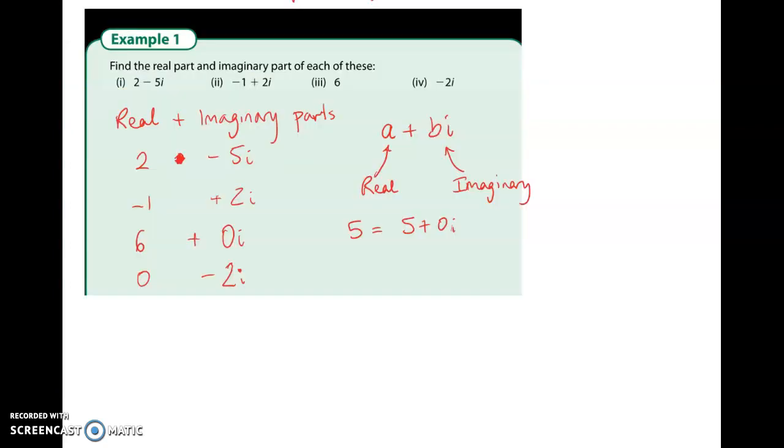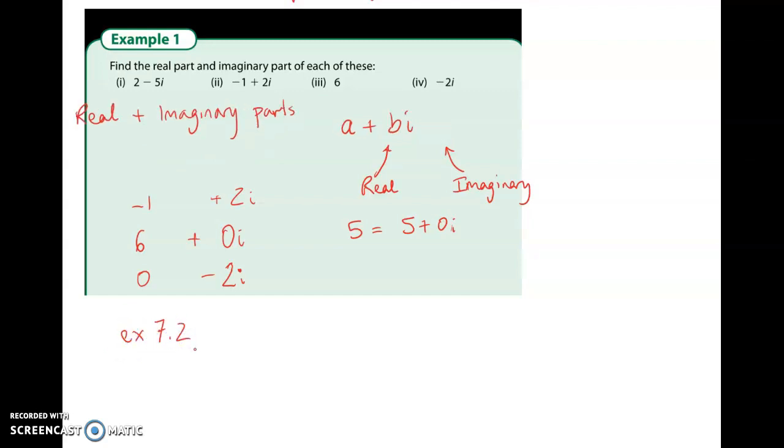So what I want you to have a go at now is exercise 7.2. Okay, and what it asks you to do is go through those basic processes. Question 1 is about just being able to write a square root of a negative number in terms of i, and question 2 is where it's just asking you to identify what is the real part, what is the imaginary part. Okay, and lastly, question 3 is just getting you to again do a little bit of work on writing it in that complex number format where you have the real part and the imaginary part.